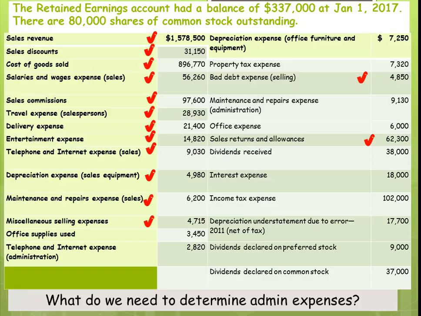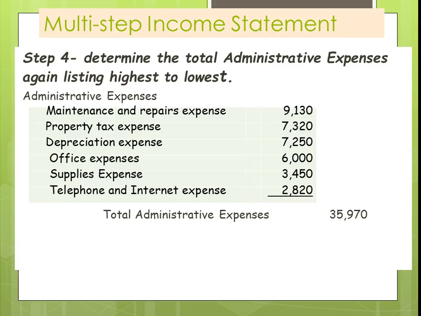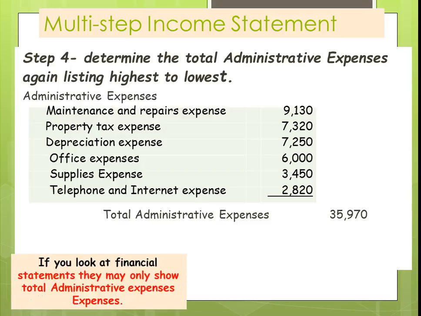Now we're going to determine administrative expenses, and we're going to go through and look to see where are admin expenses. So we start on the left, and office supplies used would be an expense, telephone expense, depreciation, property tax, maintenance, office expense, and that should be it. So now we can do our admin expenses. Again, we would list those highest to lowest, and we get one number for administrative expense.